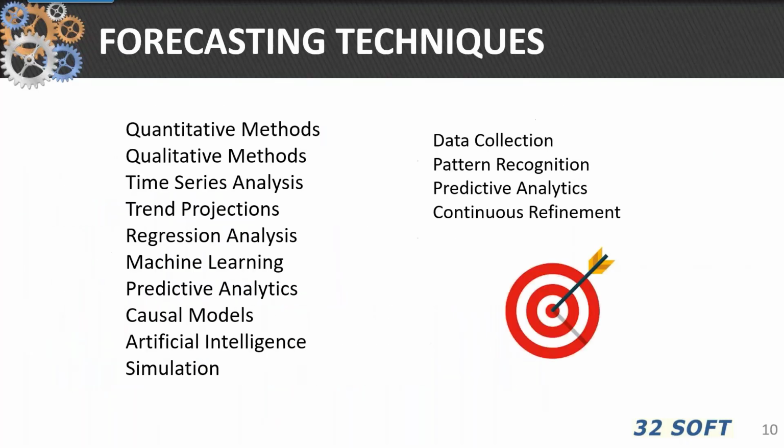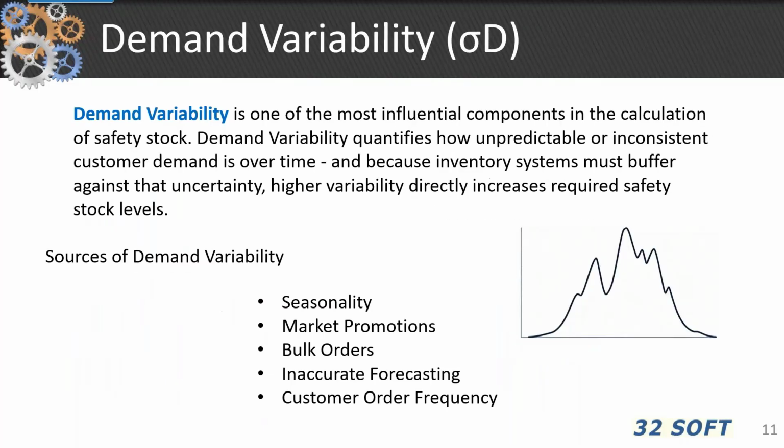We won't spend a lot of time on various forecasting techniques, as that's a whole subject unto itself, but needless to say, it would cover discussions of quantitative and qualitative methods, time series, trend predictions, regression analysis, predictive analysis, artificial intelligence, simulation. We're planning on covering this whole subject of forecasting in the first quarter of 2026, as Denise had mentioned. Demand variability is one of the most influential components of the calculation of safety stock.